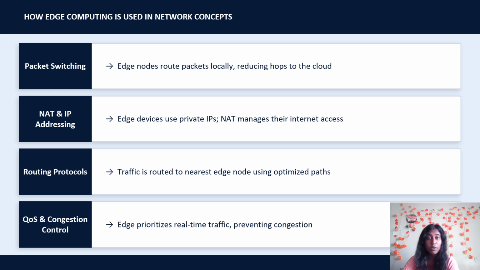A real world example of this is content delivery networks. CDNs route your request to the closest server geographically.